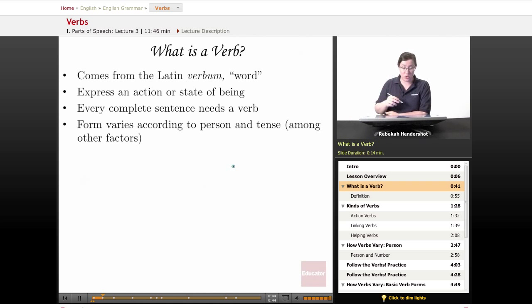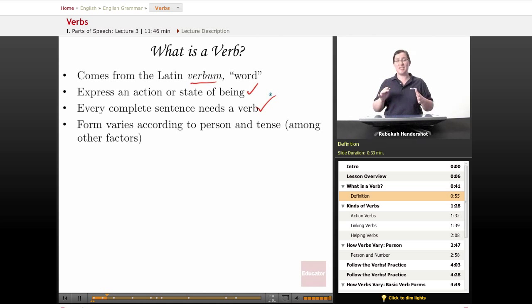All right, what is a verb? Well, the English word verb comes from the Latin word verbum, which means word. So a verb is a word. This is actually kind of indicative of the way English speakers think about verbs, because verbs express an action or a state of being, and every complete sentence needs to have one.